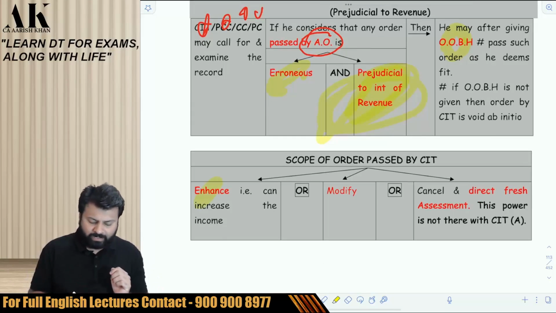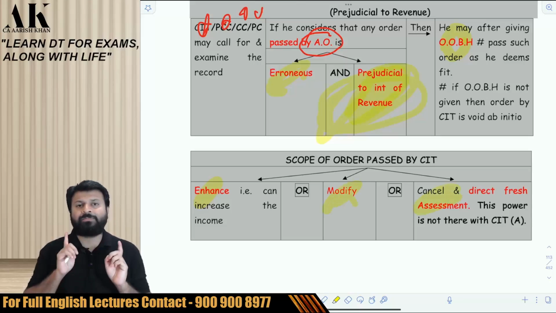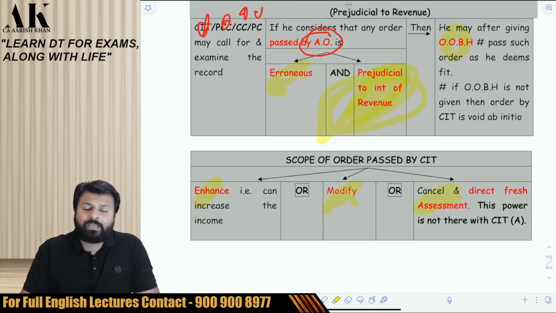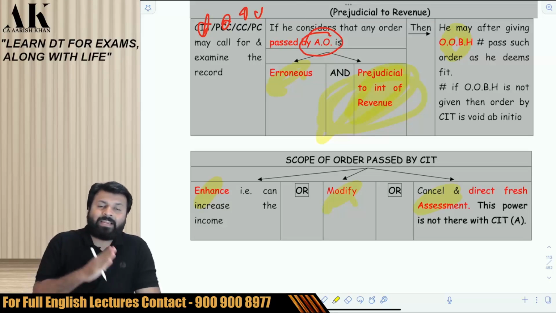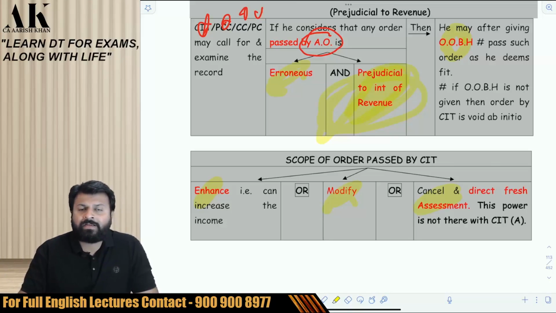Either CIT can enhance your income, or CIT can modify your income, or now this power is there with CIT, which was there with ITAT also, but which was not there with CIT appeal. That is, CIT can direct the AO to make a fresh assessment. This power was there with ITAT but not with CIT appeal.